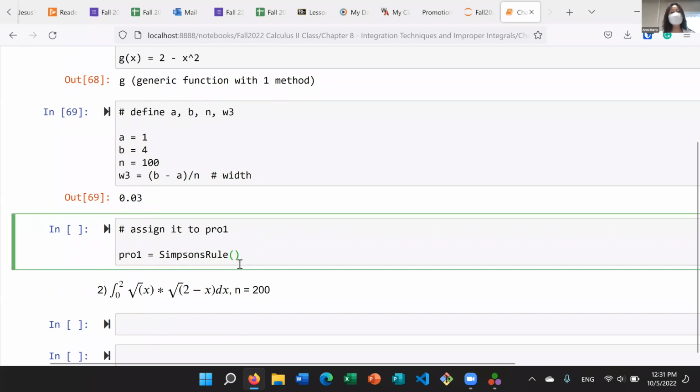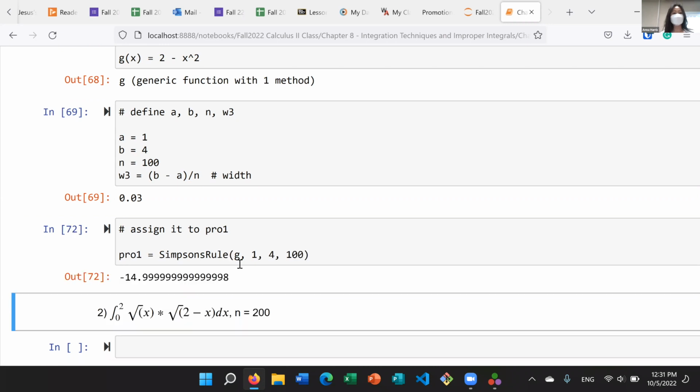Okay, Simpsons rule. You take what? A, B. Actually, if I want to put T and E, can I also put the numbers if I want to? Which is 1, 4, and then what is my N? 100. All right, there you go. Negative 14.99999. The real solution is negative 2, right?